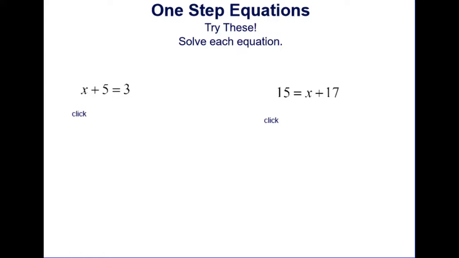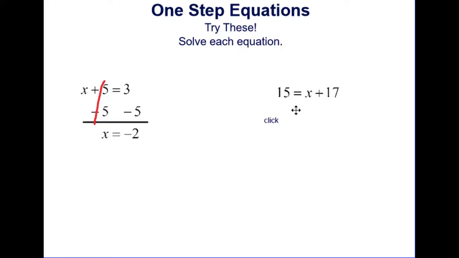Two more examples. We have x plus 5 equals 3. Currently, it's adding 5, so the inverse would be to subtract 5 from both sides, eliminating the 5 from the left. And 3 minus 5 gives us our answer of x equals negative 2.